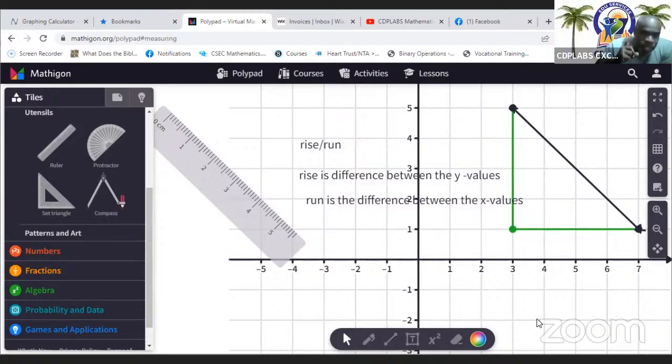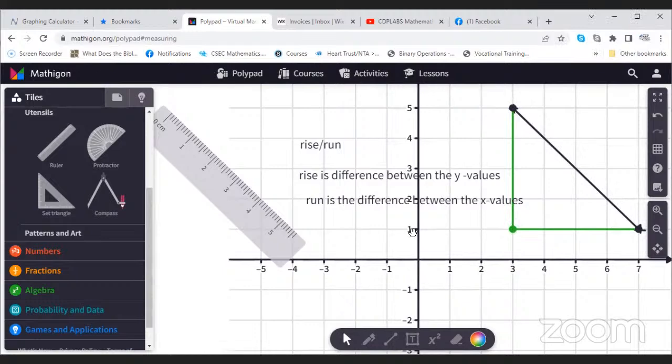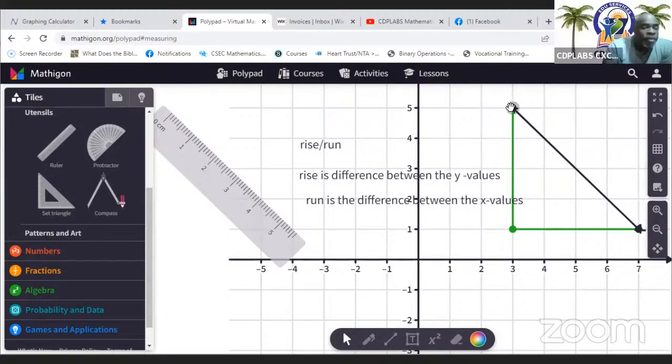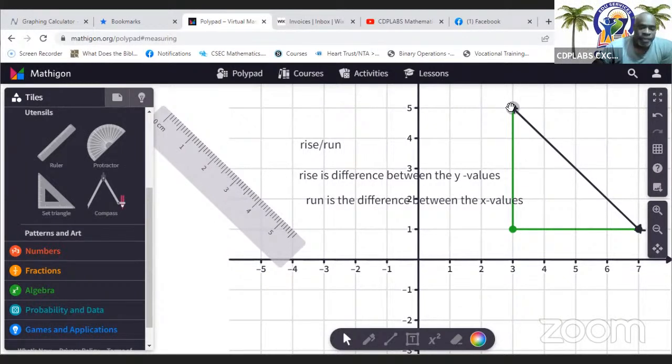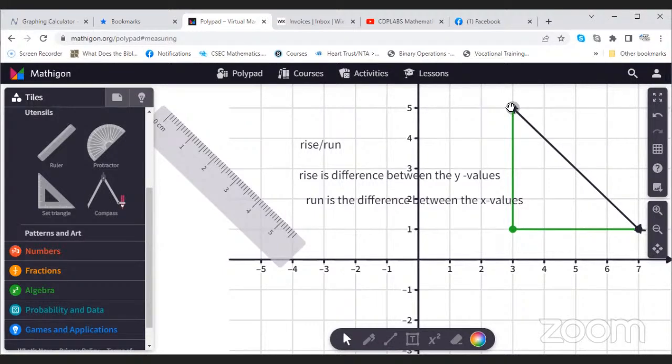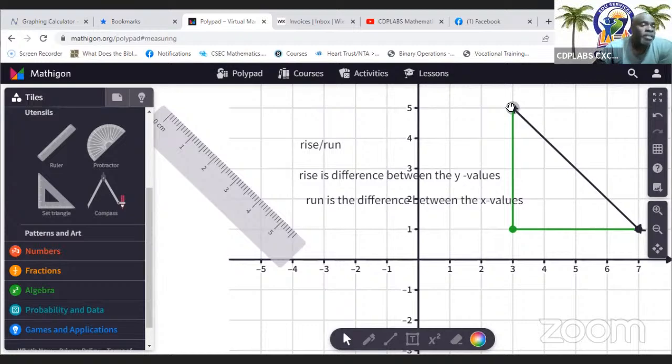The rise is the difference between the y values. So one of the y values is 1, one of the y values is 5. All right, so the difference between 1 and 5 is 4. Good. And what's the difference between 3 and 7? 4. So if it is rise over run, or rise divided by run, what's the gradient? 1. Good.